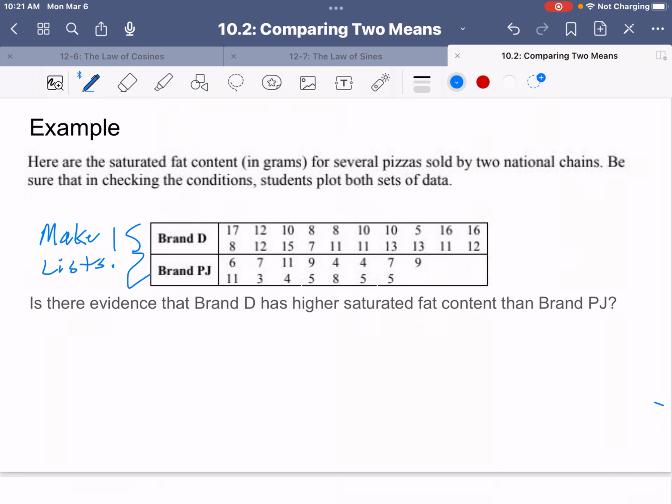Now, before you do this problem with me, you need to pause this video and you need to enter this data into two named lists. So pause and do that now and then rejoin the video.